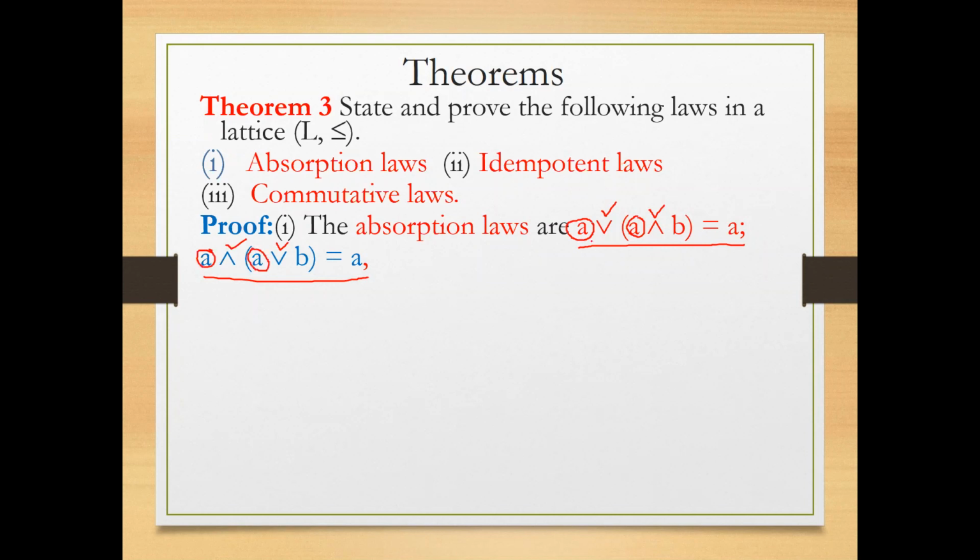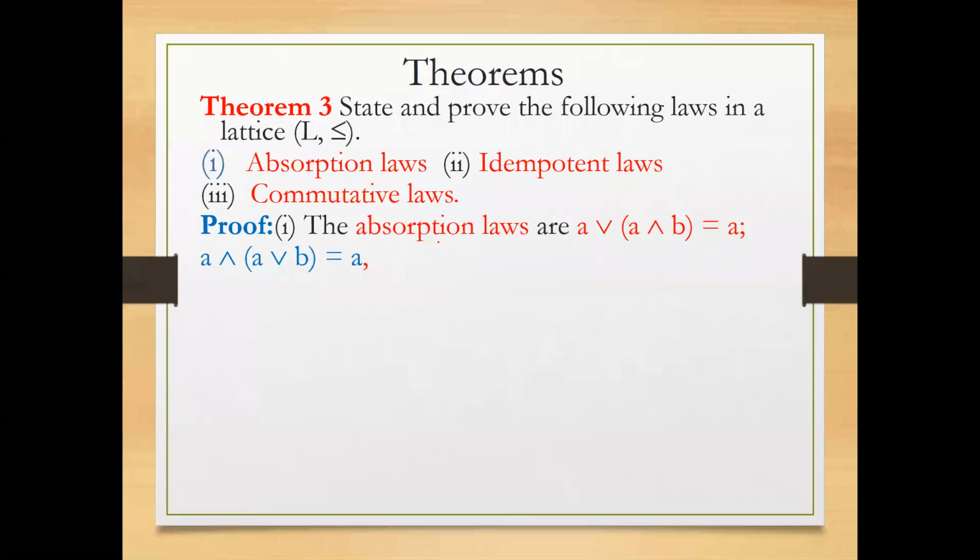So these are the two conditions for absorption law. One is: if there is a join outside, then meet inside, or if there is a meet outside, then join inside. And one element is repeated in the form. So the answer that will come will be the repeating element. Whichever element is repeating, that will come, A. Here A is coming and here also A is coming. This is the absorption law.